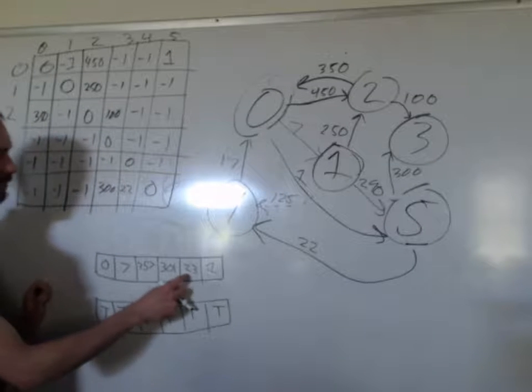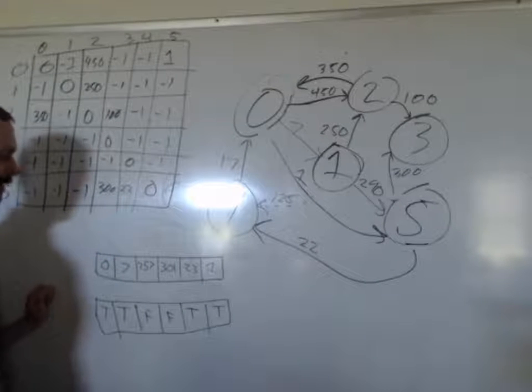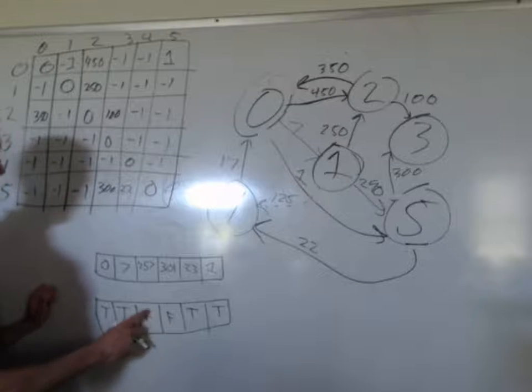All I can do is go to 0. So we're at 23 plus 17. Is that going to be less than 0? No. All right. What node do we visit next? 2. All right.